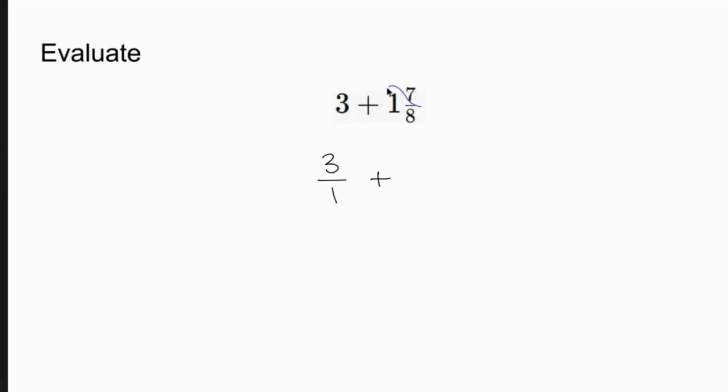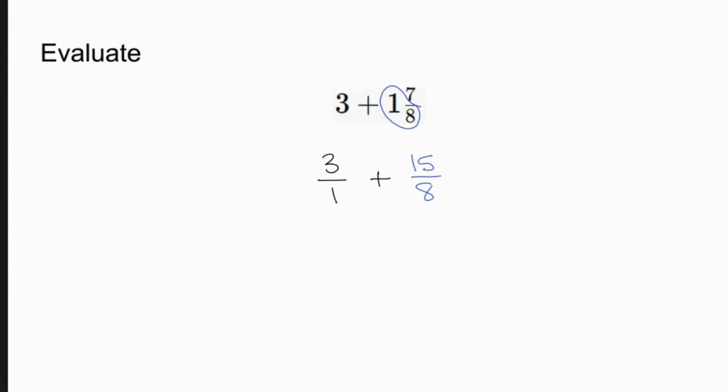Now, how do I turn 1 and 7/8 into an improper fraction? Multiply the whole number that lives out in front to the denominator. So 1 times 8 is 8. Take that 8 and add it to the numerator. 8 plus 7 is 15. That becomes your new numerator, and your old denominator stays the same at 8.